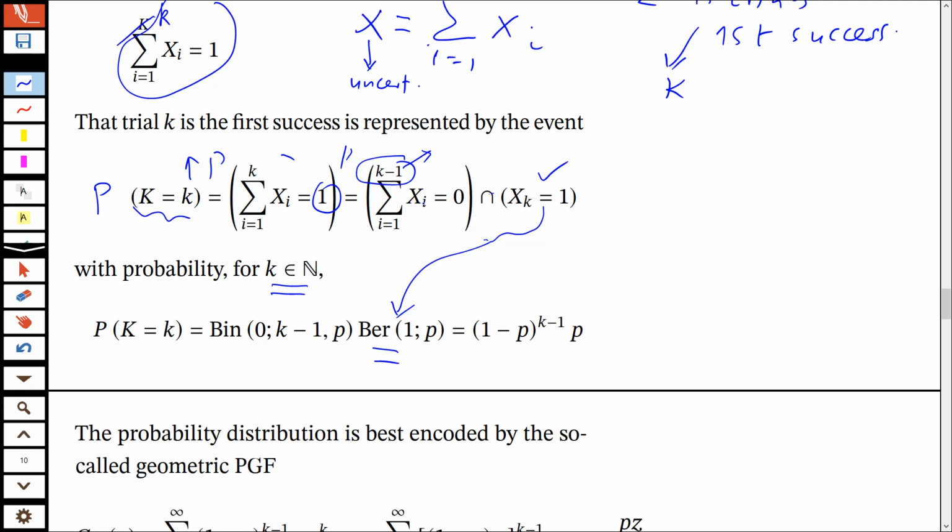So I'm now asking for the probability that 0 successes were observed in k minus 1 trials. That is binomial distribution: 0 successes in k minus 1 trials, each with probability p of success. Multiply, because these are independent. If I multiply, I get this. You can also understand it this way: 1 minus p, failure. You observed k minus 1 failures, and the last one was a success. I think you have seen this many times.